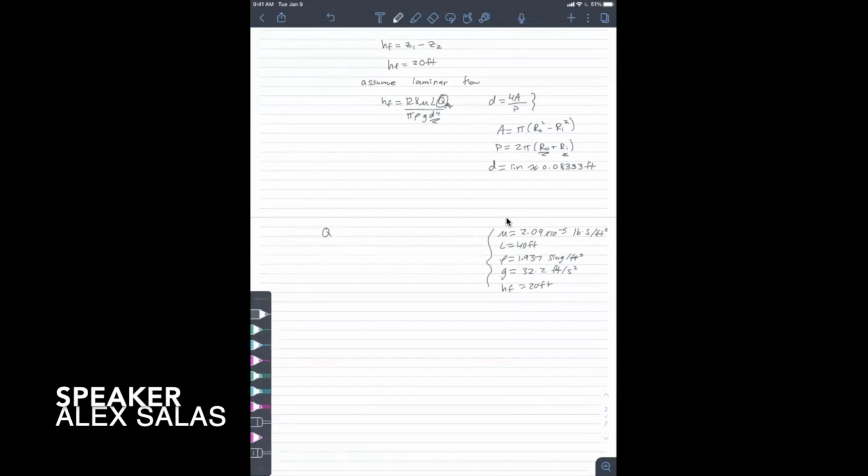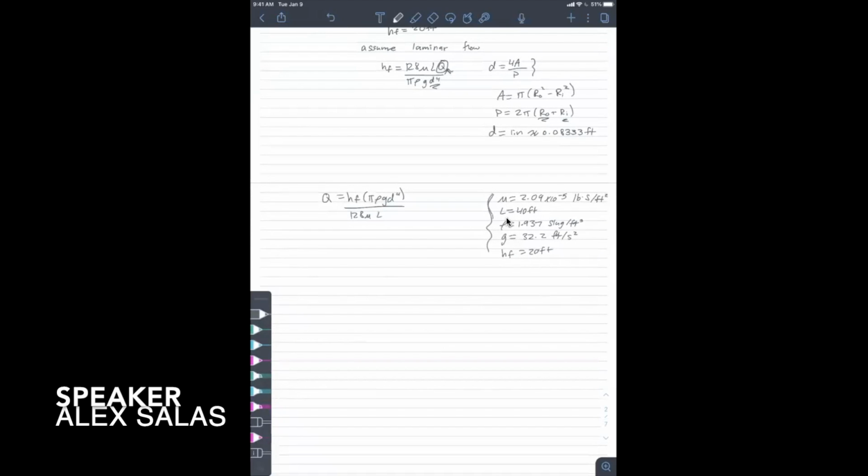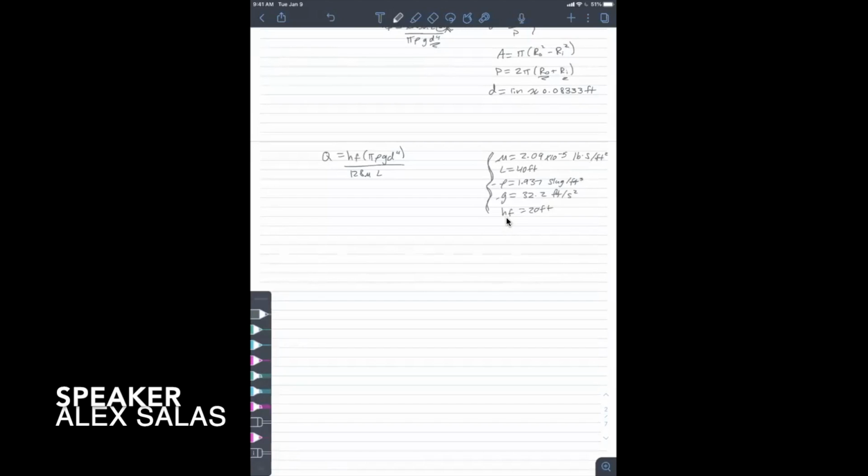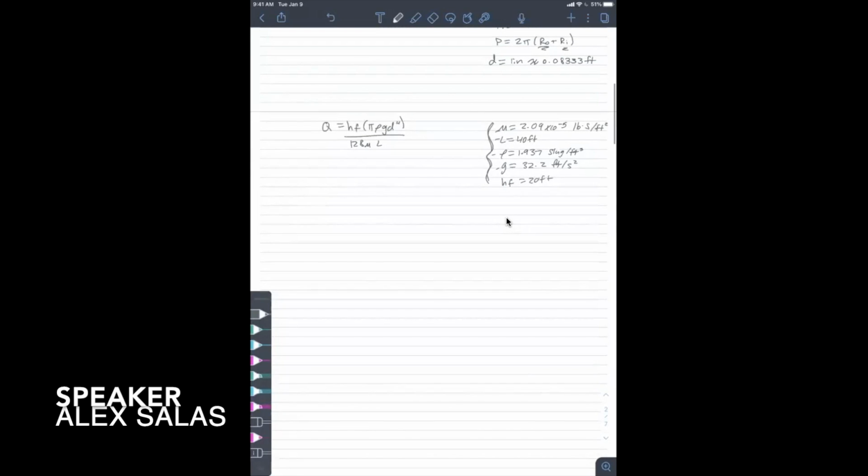And so now I have everything that I need to solve for Q. So I'm going to go ahead and write that equation. Q equals rho G D to the fourth power over 128 mu L. So these are the values that I have for all of the ones that I need to solve for Q: mu, rho, G that haven't been mentioned yet, and L, that's the length of the annulus. So then I get Q equals 1.765 feet per second.